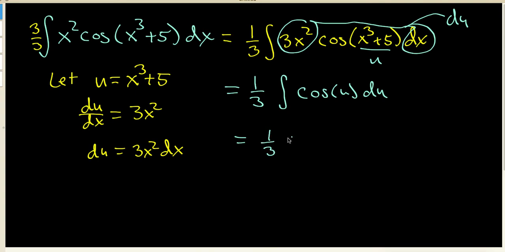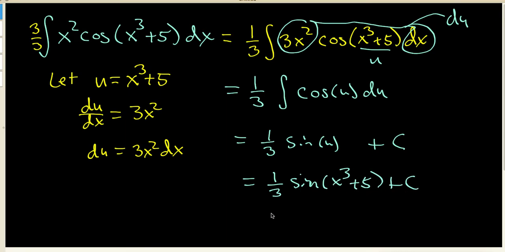and the antiderivative of cosine of u du is going to be sine of u plus any constant. Then I want to back substitute u equal to x cubed plus 5, and when we put that in, we get as a final answer 1/3 times the sine of x cubed plus 5 plus a constant.